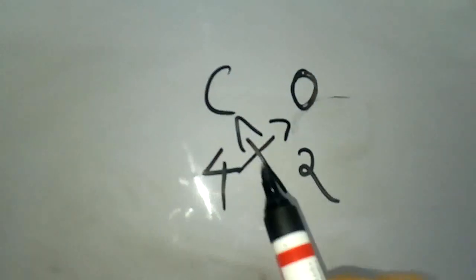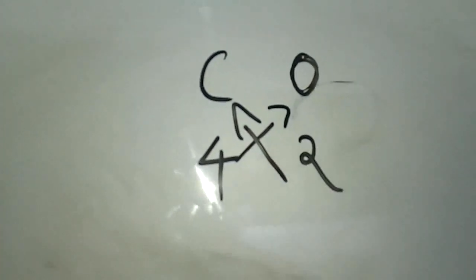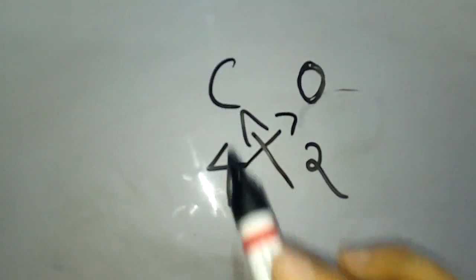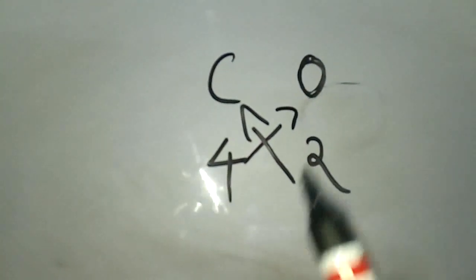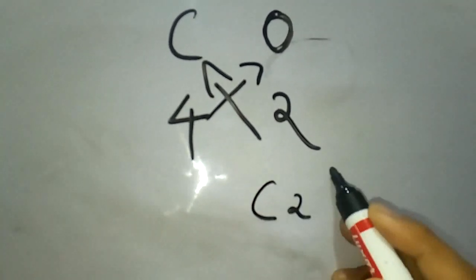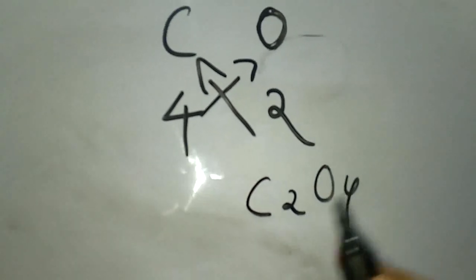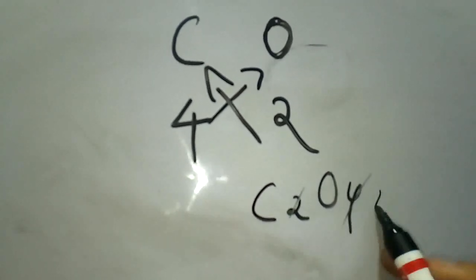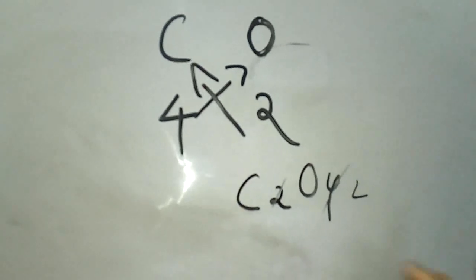There is a wrong method in some books, where they show valences being crossed over. The valence of carbon is 4, the valence of oxygen is 2. So this goes here and this goes here. This method is wrong. So it becomes C2O4. This method is totally wrong. We cannot use this method.